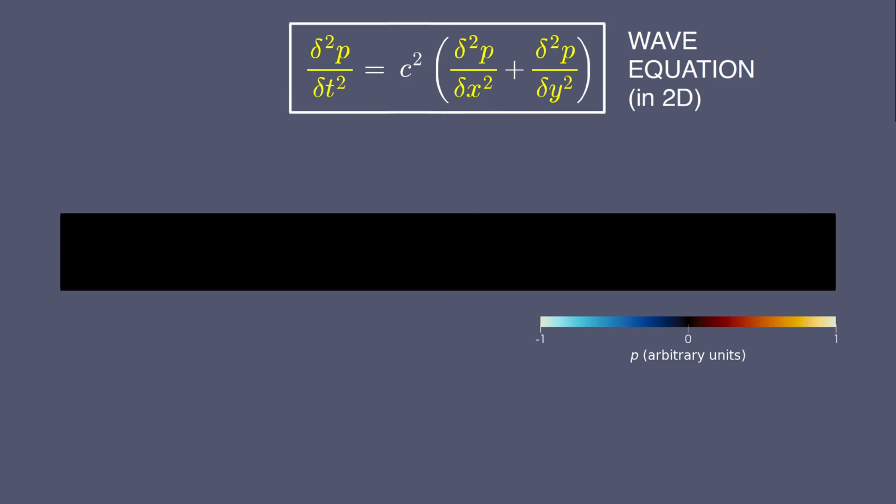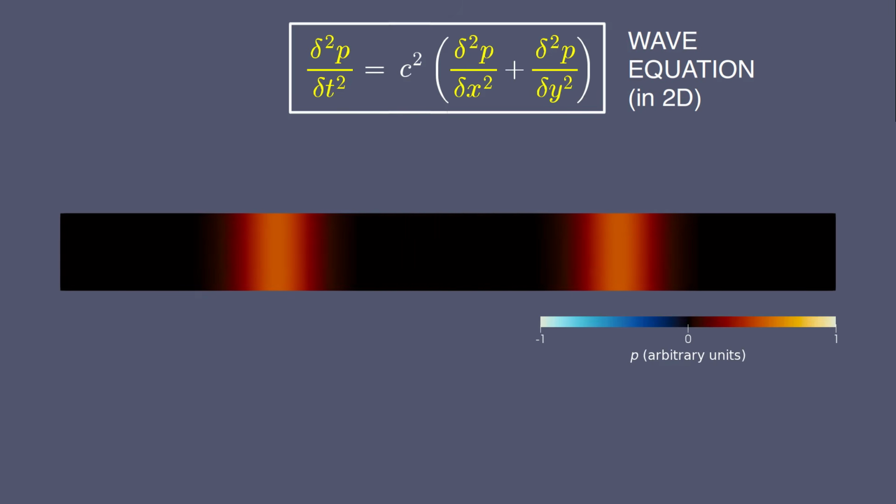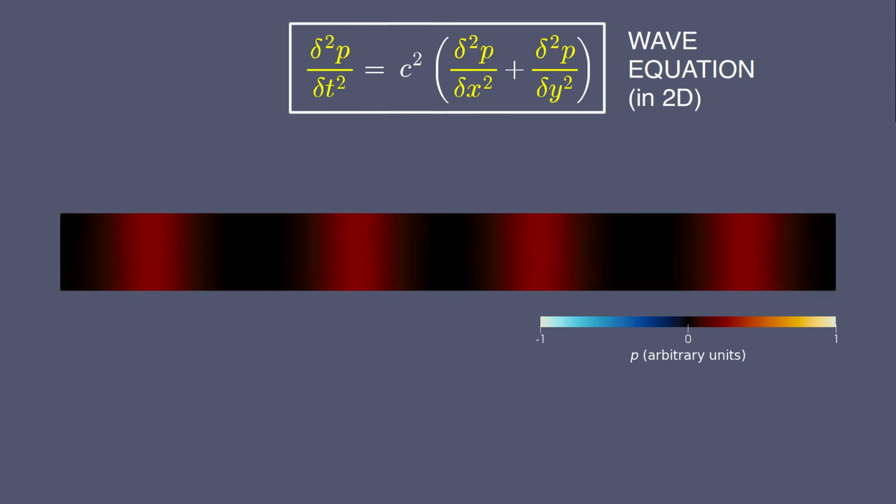What about in our pipe? Let's start with a disturbance in the middle. A wave goes in each direction. Now I'm going to pause the simulation here and start with this as the initial pressure distribution. Now both peaks move in both directions.